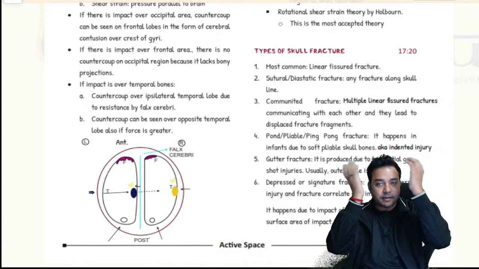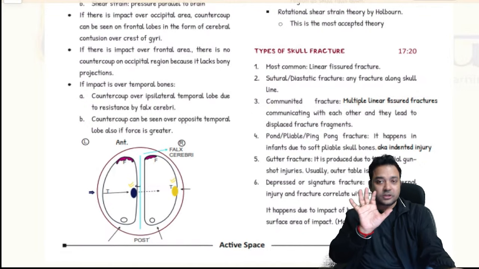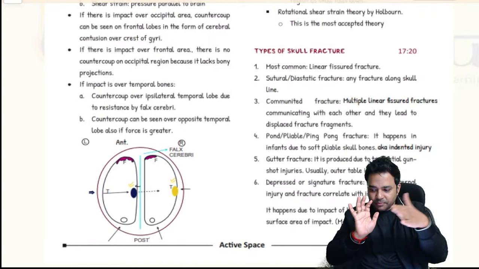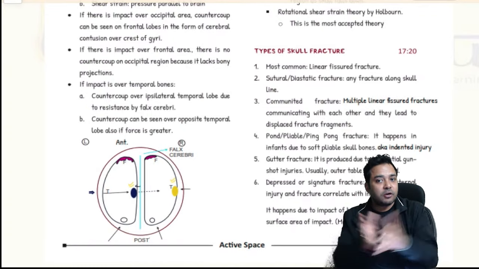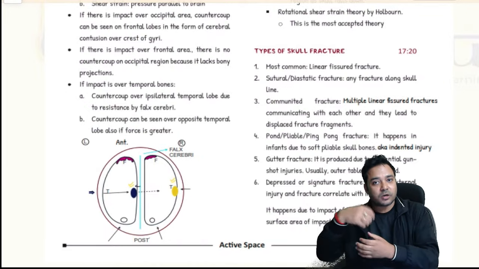But if there is an impact over the frontal end, usually countercoup injuries over the occipital lobe are absent, because posteriorly the base of the skull is smooth from inside. So if the brain makes a hit to this part of the skull base, usually the countercoup injuries remain absent because the skull base in the occipital area is totally smooth.